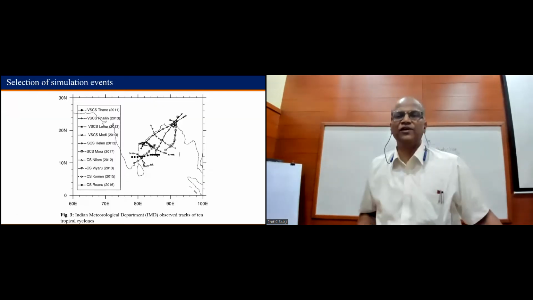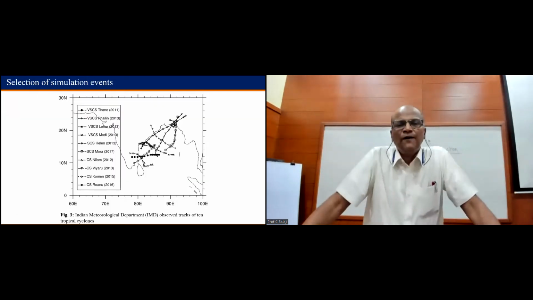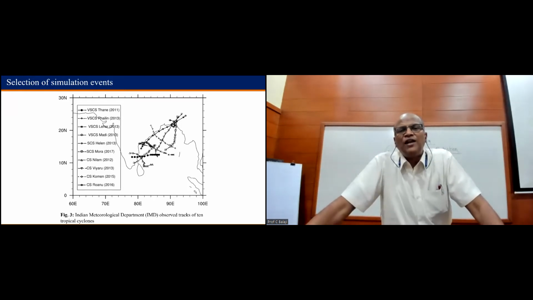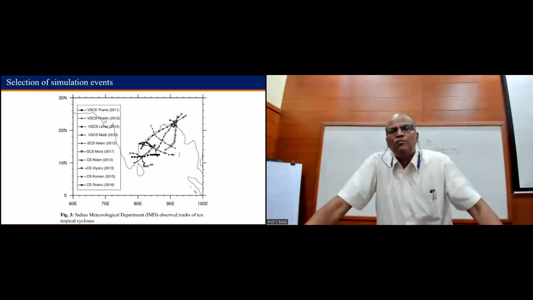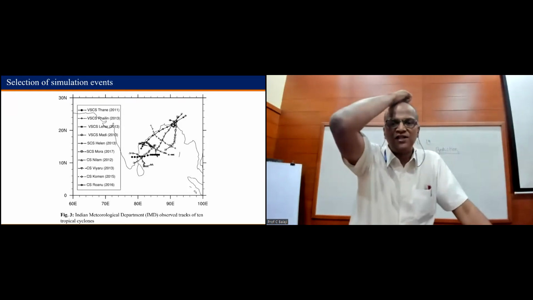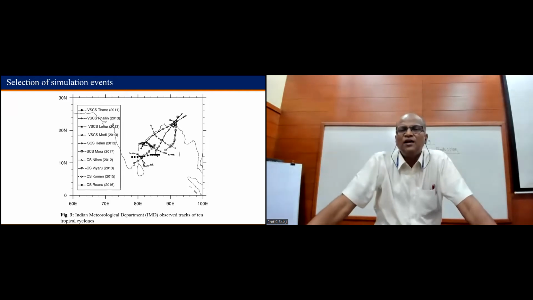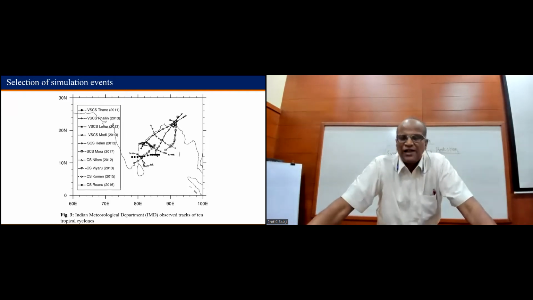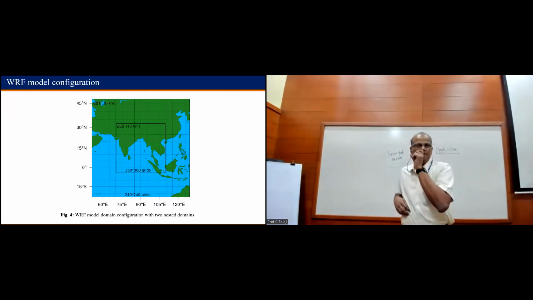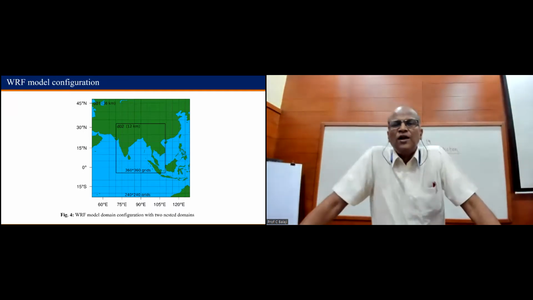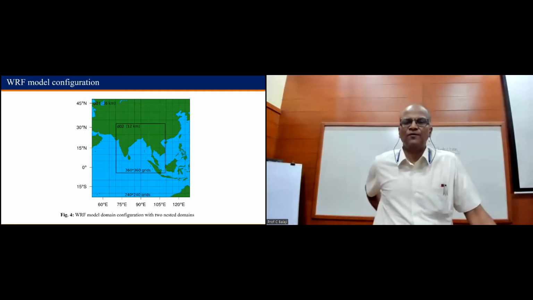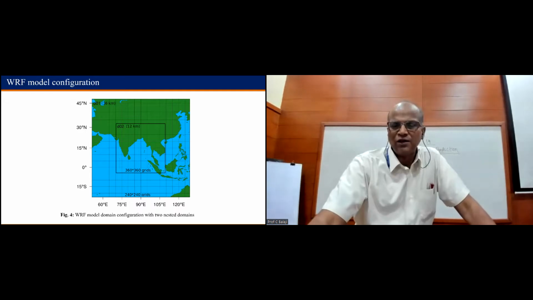Let's proceed further. The events which we have considered are cyclonic storm, severe cyclonic storm, very severe cyclonic storm: Thane, Phailin, Lehar, Madi, Helen, Mora, Neelam, Viru, Komen and Roanu. These are basically from 2011 to 2016. You can see the IMD tracks of all these past cyclones. The WRF model configuration is a two-domain nested domain. The outer domain D01 is 36 kilometers, and D02 is 12 kilometers.